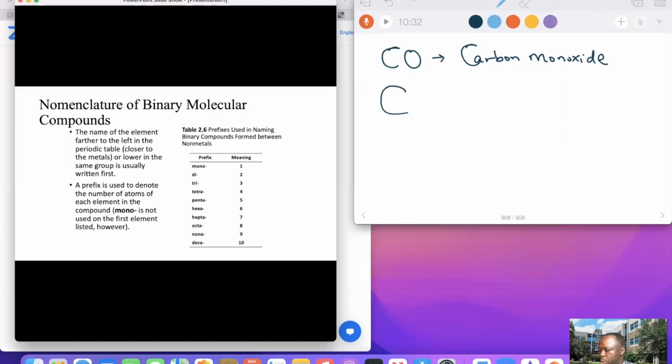Look at this one, CO2, common gas. You know this. This is carbon what? Carbon dioxide. Carbon dioxide means two oxygens. We don't use monocarbon dioxide. So please note how the prefixes are used.